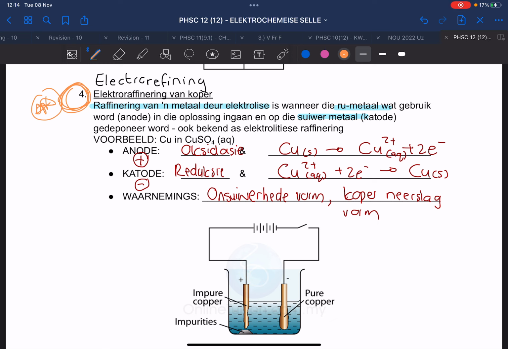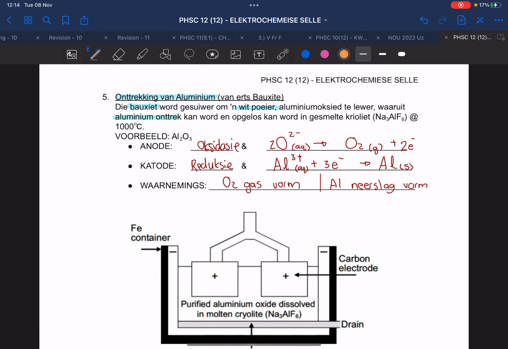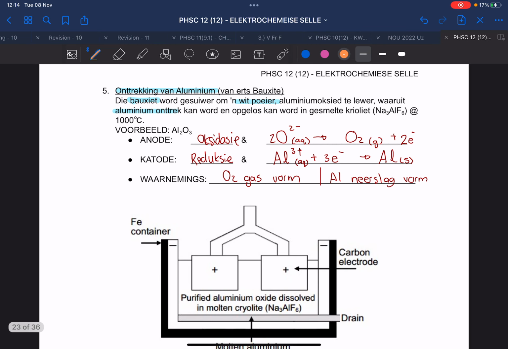Not this one specifically. In my example I used copper sulphate, but they will often say you want to purify an aluminium rod or an iron rod or whatever. So this is not necessarily copper, this is my example, but it can be any type of metal that they want to purify. So something they use quite often. And then the last one is also a specific example of aluminium.